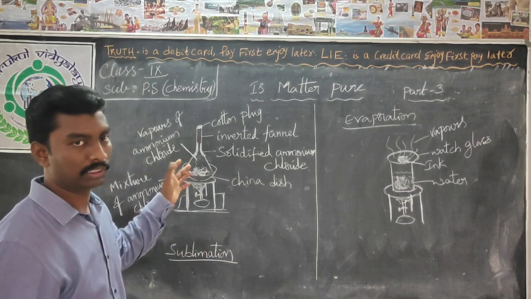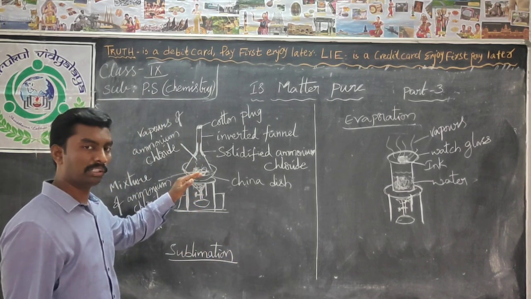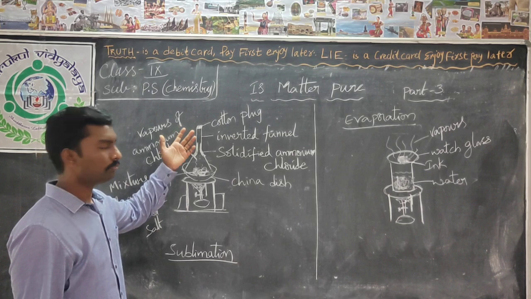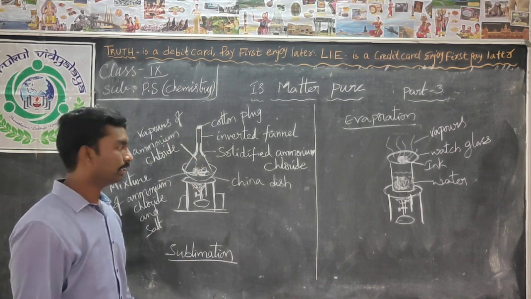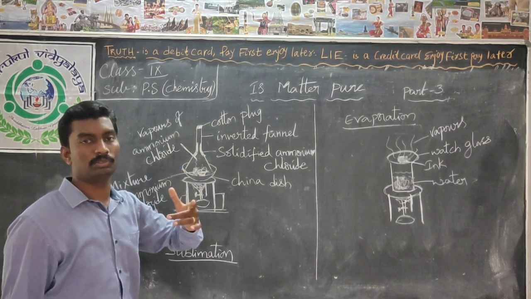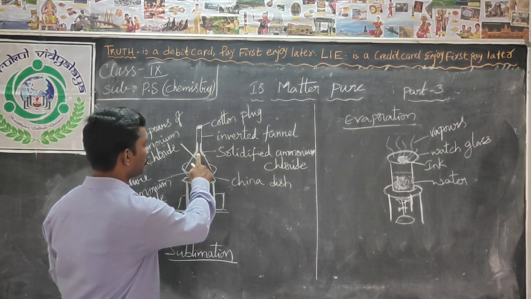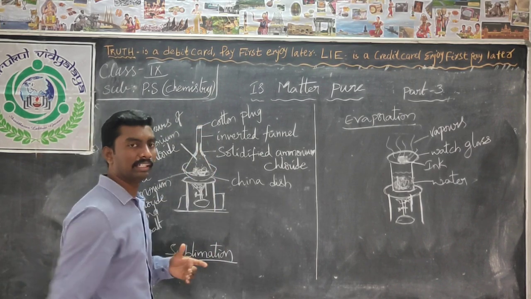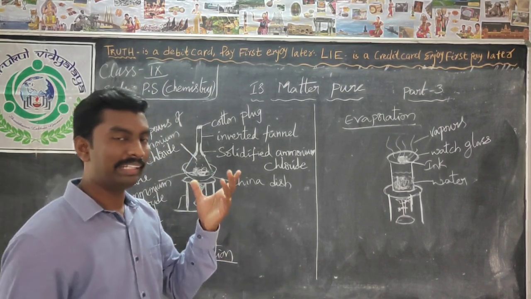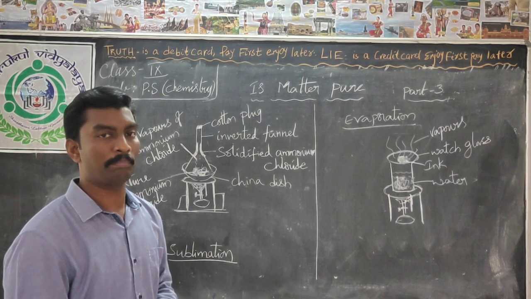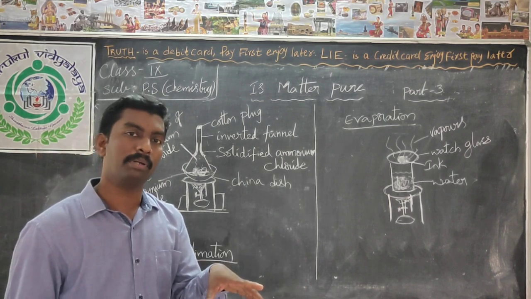After the evaporation of these vapors, the ammonium chloride after rising up, we have to stop the flame. Then by taking the inverted funnel outside, if you scratch inside the inverted funnel, ammonium chloride is there. Now when it is heated, it will be in the form of vapor. After cooling, what will happen?